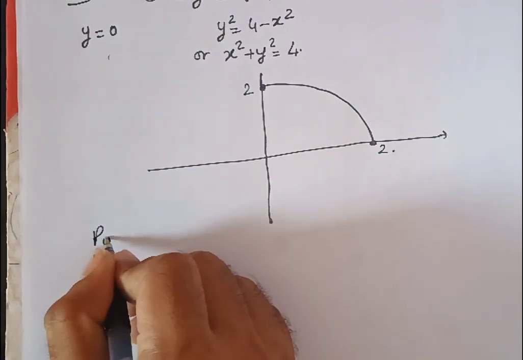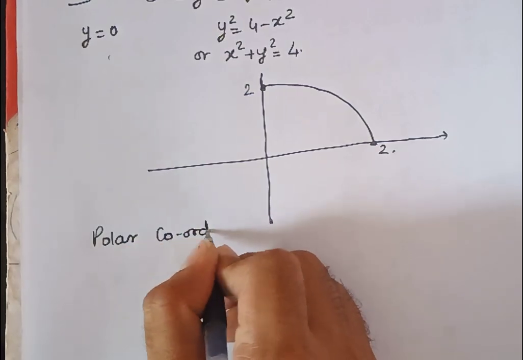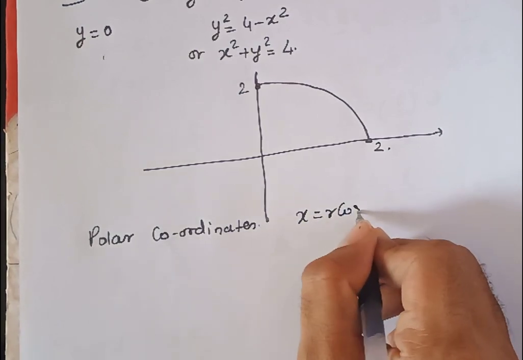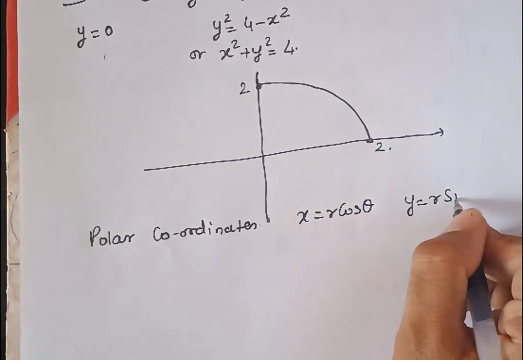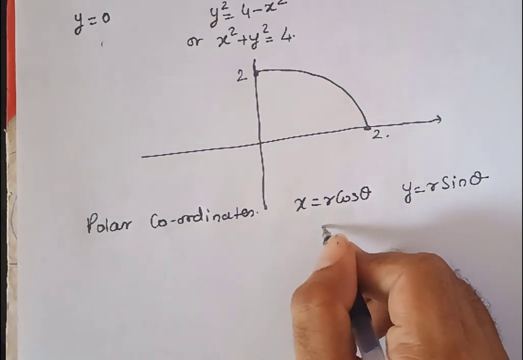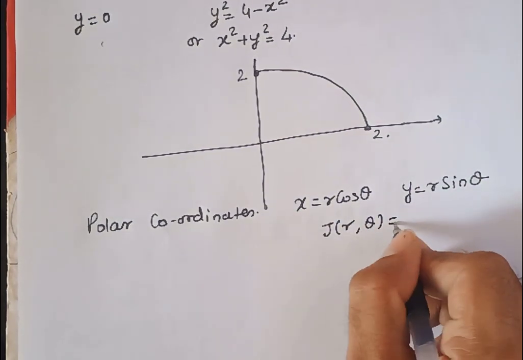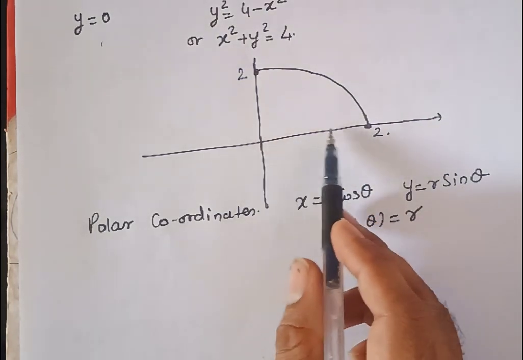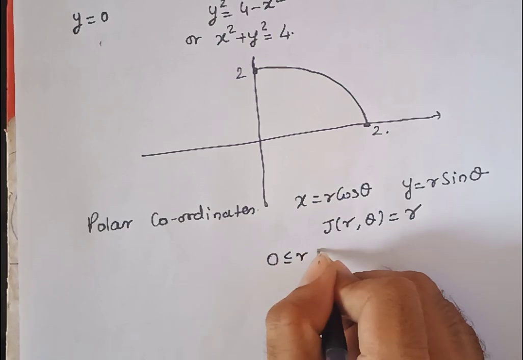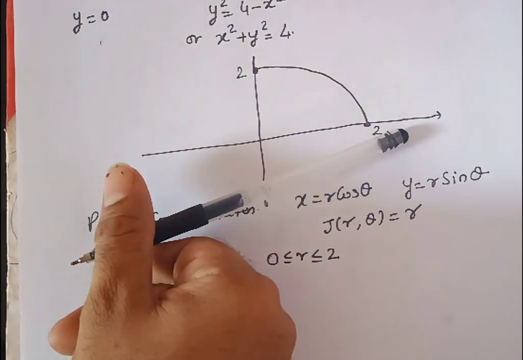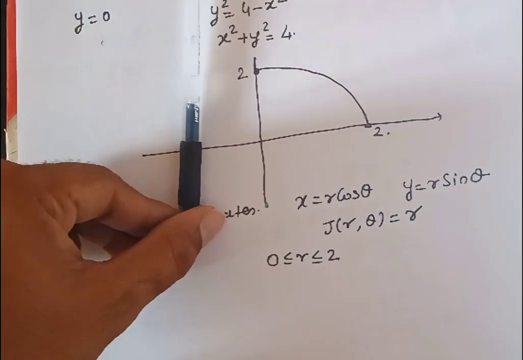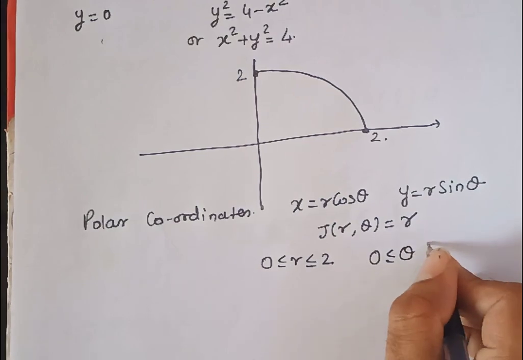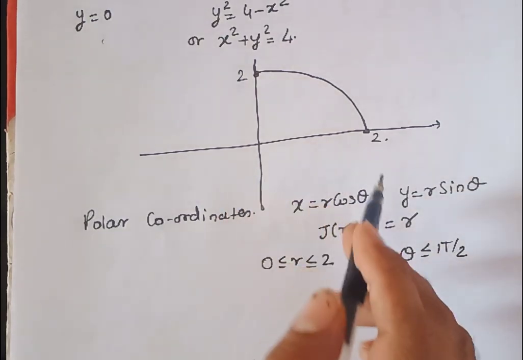For polar coordinates, what are the substitutions? As we are aware, x is equal to r cos theta, y is equal to r sin theta. And when we are doing change of variable, we have to multiply by the Jacobian, that is r. And here we can see the radius of the circle is from 0 to 2. So 0 less than r less than 2, and the angle is changing from 0 to pi by 2, right? So our angle will be from 0 to pi by 2. That means the first quarter of the circle.